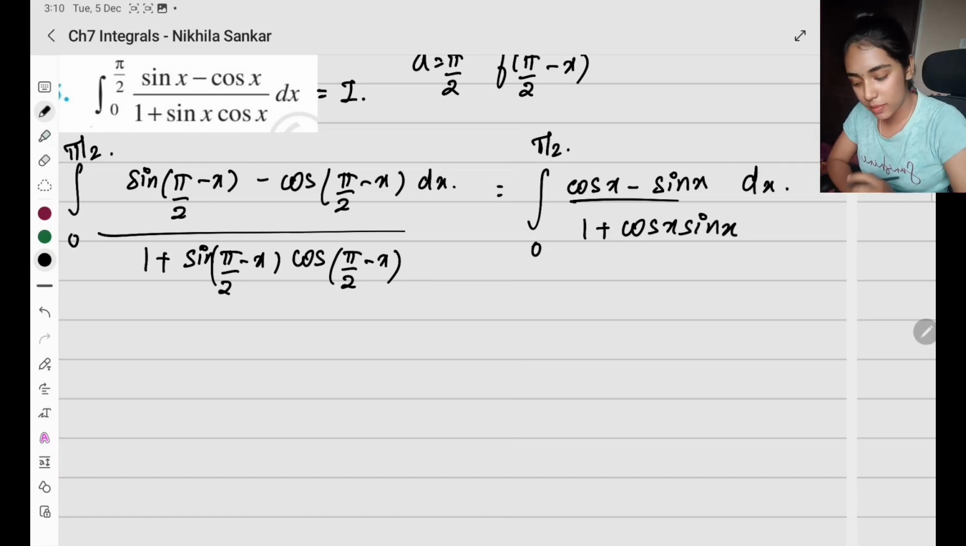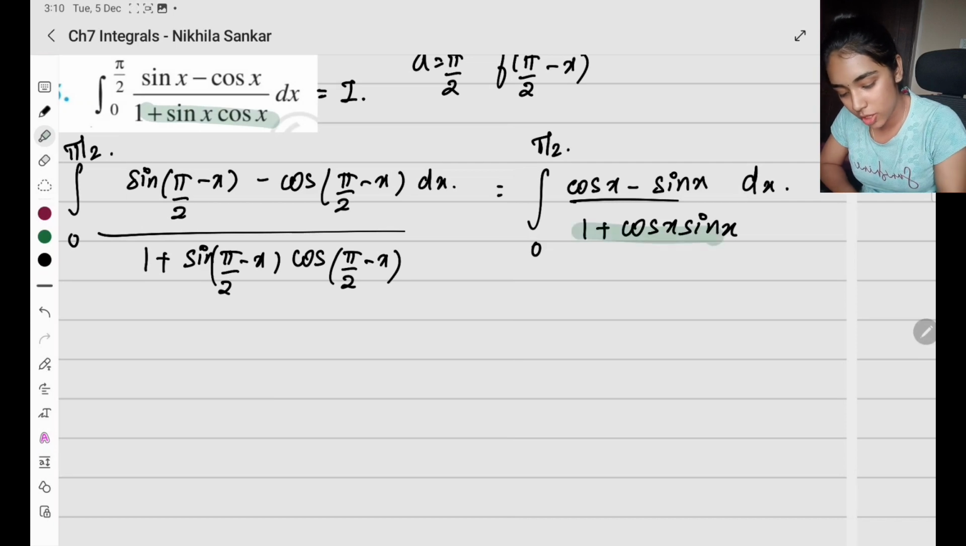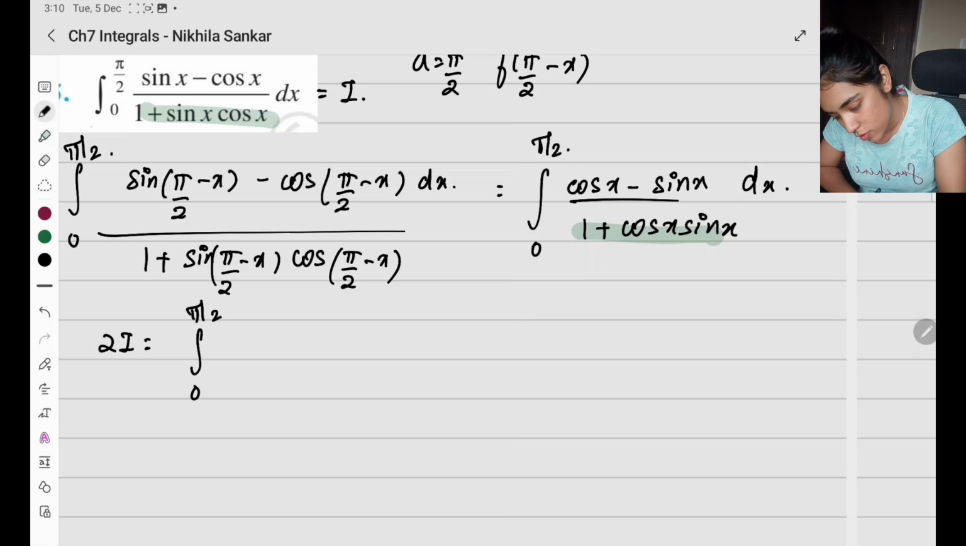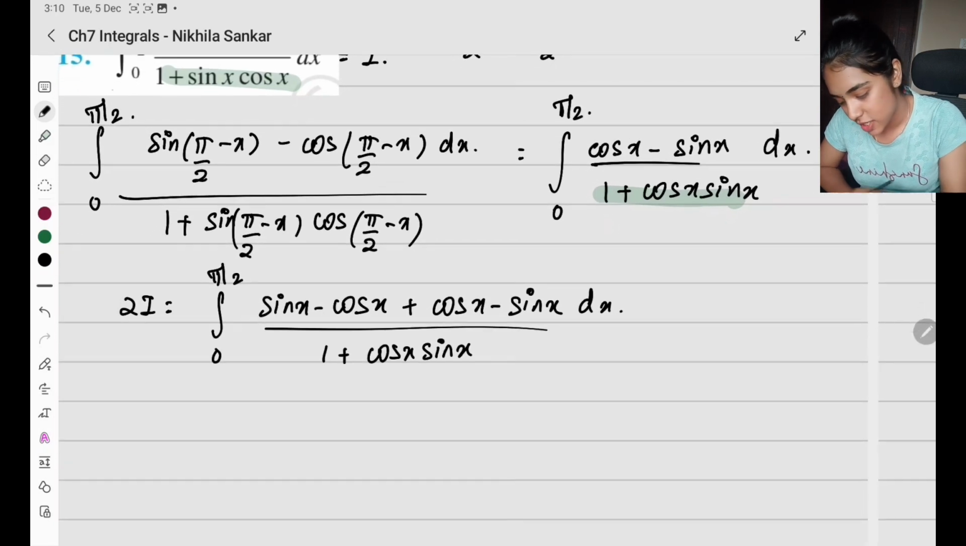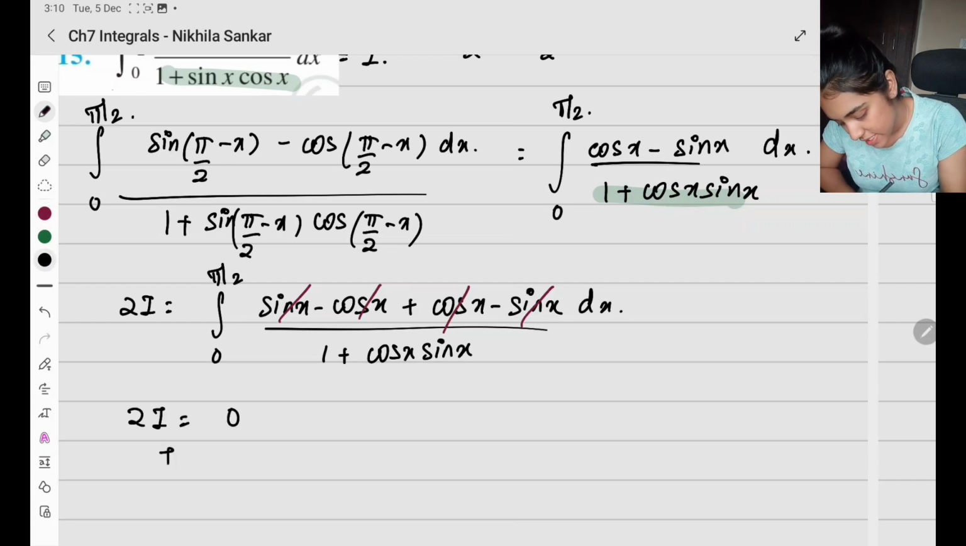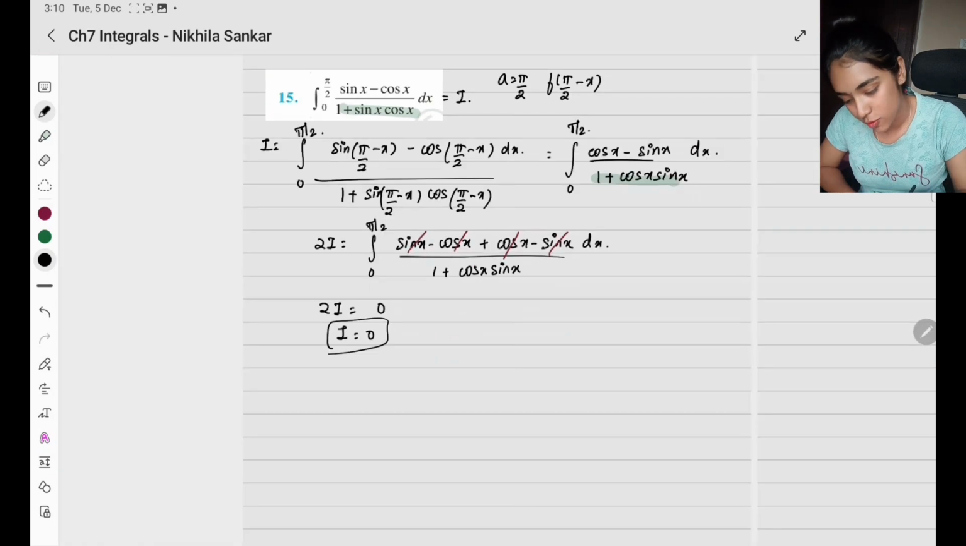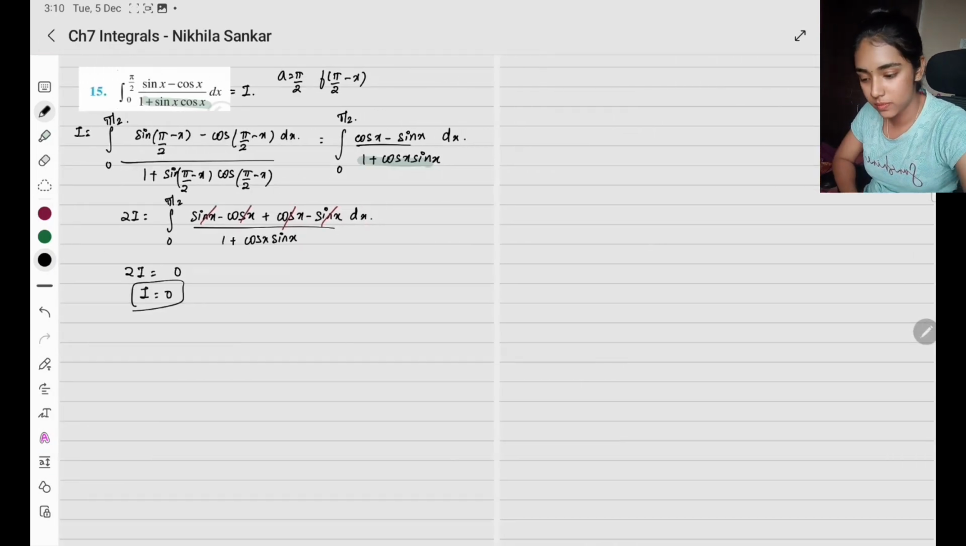I see that the denominators are the same, correct? Since the denominators are the same, I can add the two. So 2I equals the integral 0 to pi by 2 of sin x minus cos x plus cos x minus sin x, divided by 1 plus cos x sin x, times dx. So the numerator completely becomes 0. Sin x and cos x get cancelled. So 2I equals 0 and I equals 0. So my answer is 0. Okay. Please copy.